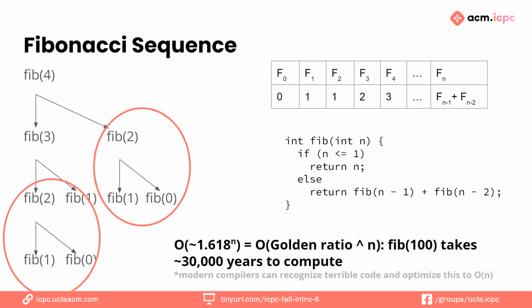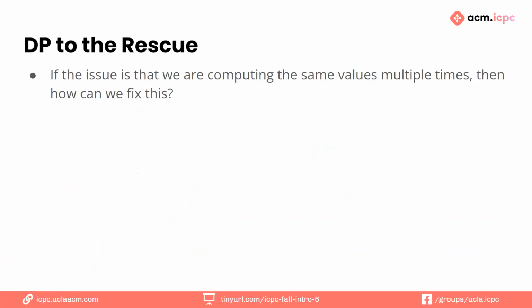So it's a good thing to be aware of, because you don't want to have runtimes that are close to 2 to the n. So this is where dynamic programming comes in. If the issue is that we're computing the same value multiple times, then how can we fix this?